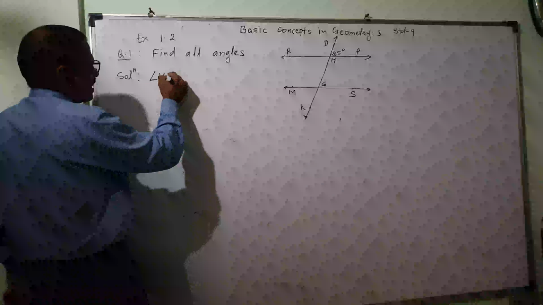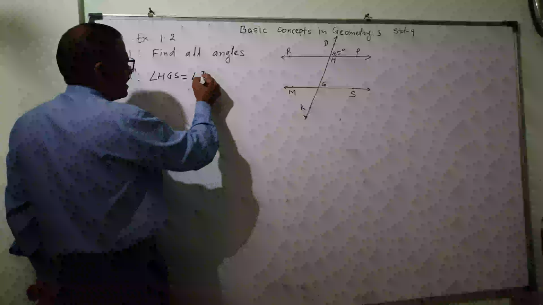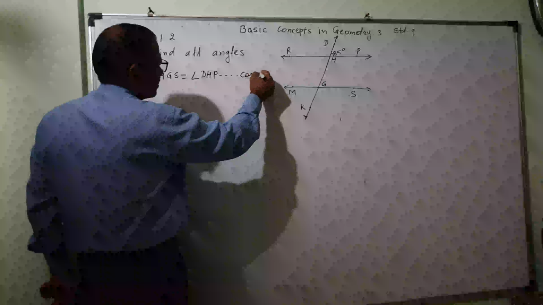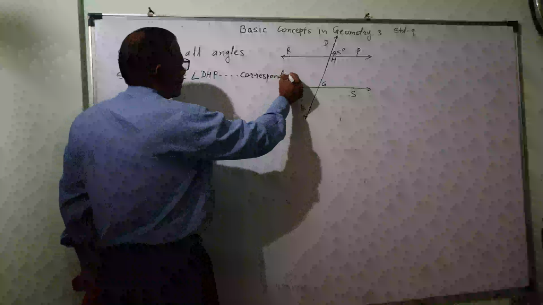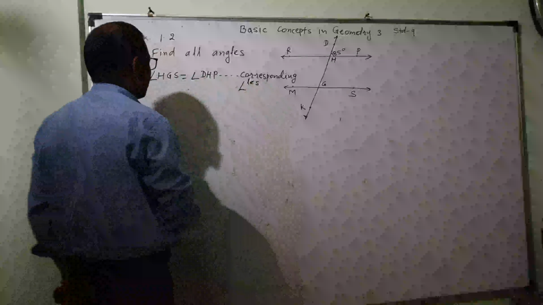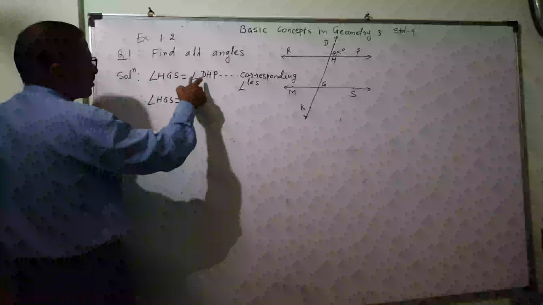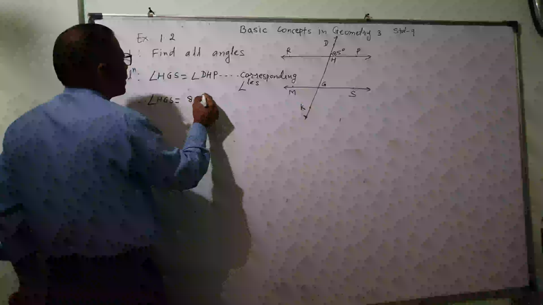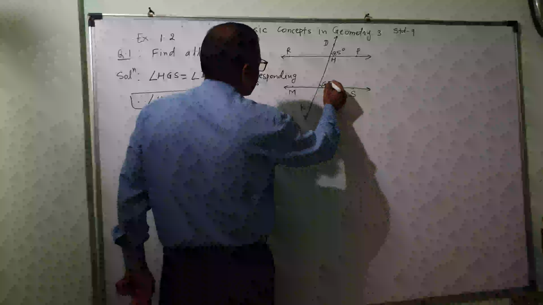Angle HGS is equal to angle DHP. And the reason is corresponding angles are equal. I will use the shortcut for corresponding angles. Therefore, angle HGS is equal to DHP. DHP is 85 degrees, so I will write here 85 degrees. This is my one answer. Okay. Now this I have got, this is 85 degrees.